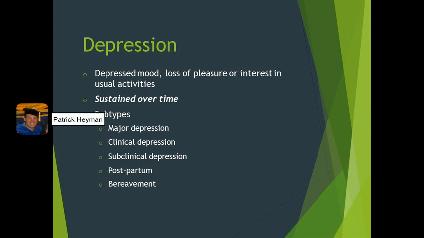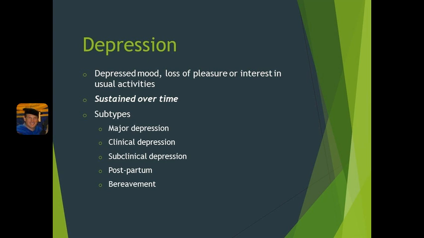Now, before we talk about the treatments itself, let's just talk very, very briefly about what depression is. Depression is a depressed mood, which means a lowered mood. A depression is a low space. So it's a low mood, loss of pleasure and interest in usual activities. And here's the key: it has to be sustained over time.